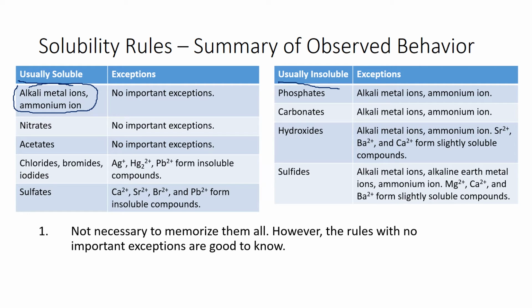You don't have to memorize them all, although it's suggested that you do memorize the rules for the ones with no exceptions, and that would be in this box I'm drawing here. If the compound contains any of these ions, then it's going to be soluble because there aren't any exceptions. The rest of the rules, you don't want to try to memorize them. You want to be able to look at your formula, look at your name of the compound, look at the rules, and then use them to determine if the compound is soluble or not.